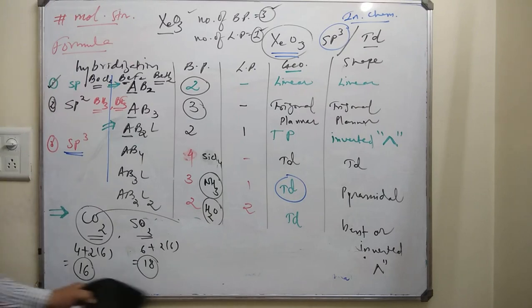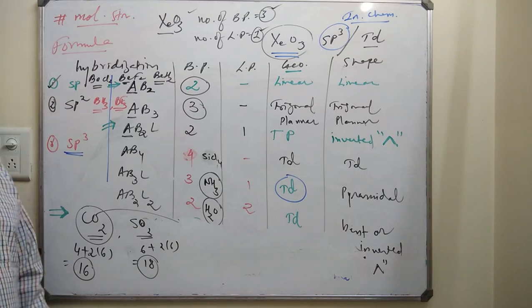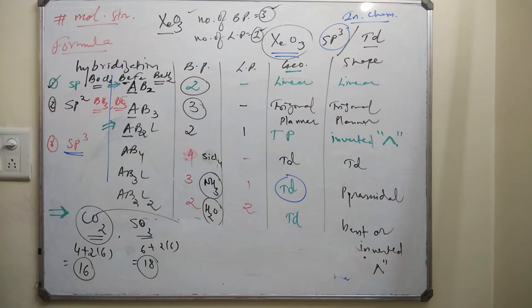So the total is not the same. Remember very well, when the total is not the same in terms of electrons, they are not isoelectronic. So which of the following options are isoelectronic? Here they are not isoelectronic.